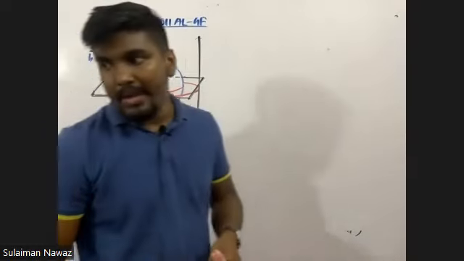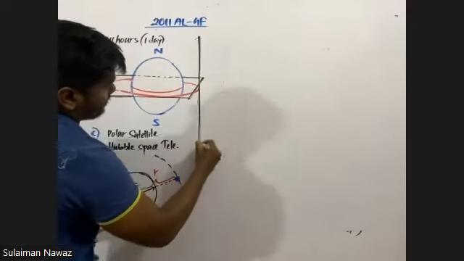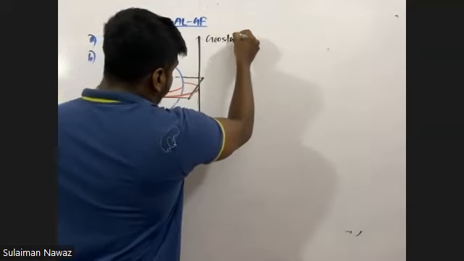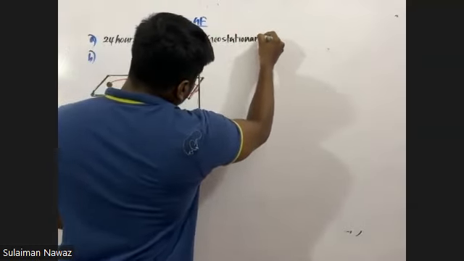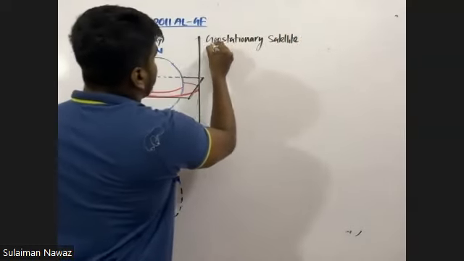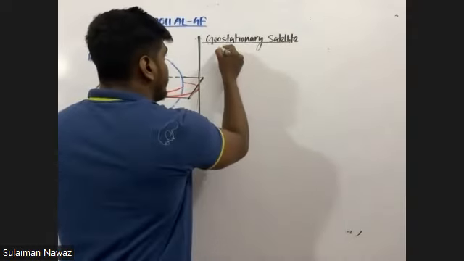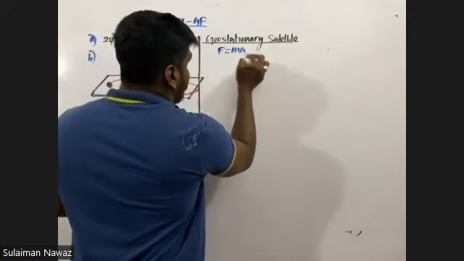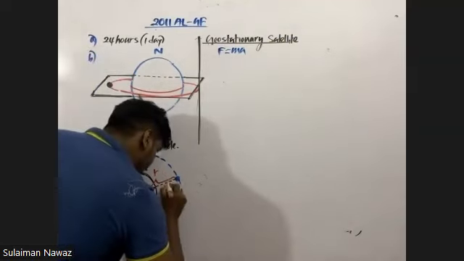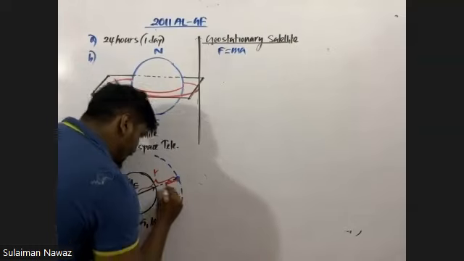Right? We apply the F equals ma equation to the geostationary satellite. Capital F means the gravitational force acting on the geostationary satellite.